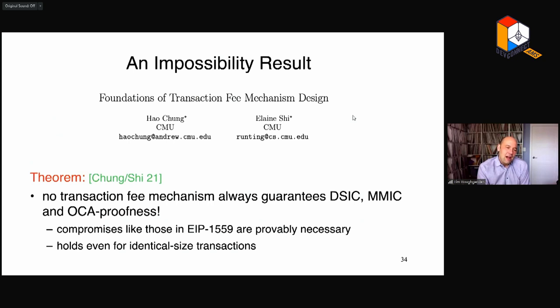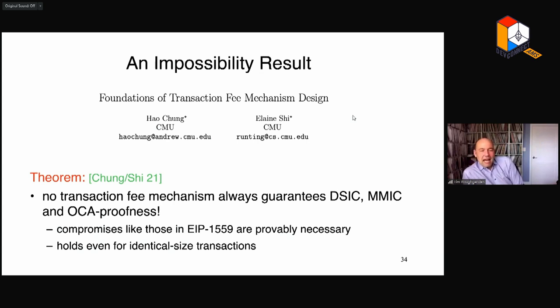And so I wanted to advertise a very exciting theoretical result by Hao Cheng and Elaine Shi at CMU. This I notice is not on the program today, which is too bad because this is a really, really nice paper. Among many other things, they formally prove an impossibility result. The reason we have these compromises is not because the community hasn't been smart enough. It's because it's fundamentally impossible to not make those compromises.